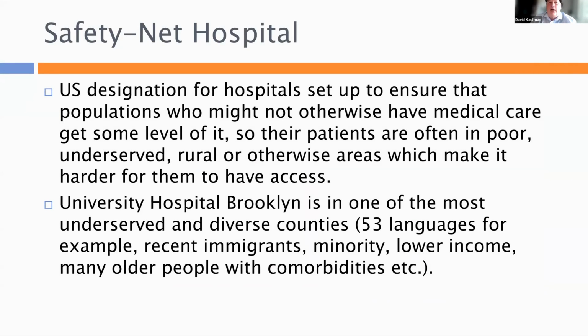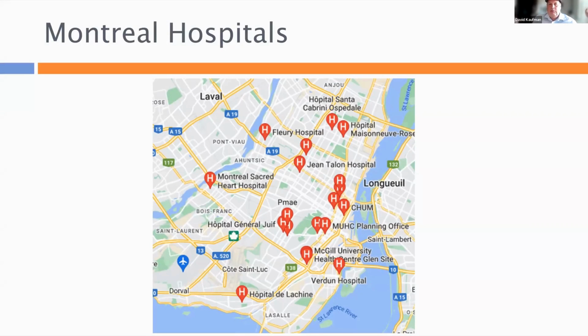So what do we mean by a safety net hospital? It's a designation for hospitals set up for populations who might not otherwise have medical care. They may be refused medical care. So the patients are often poor, underserved, sometimes rural or other areas, which makes it harder for them to have access. So University Hospital of Brooklyn is one of the most underserved and diverse counties.